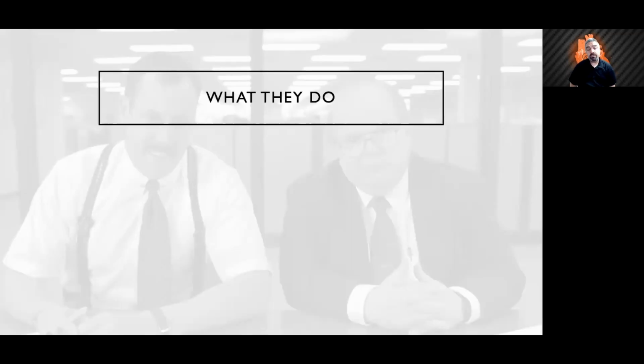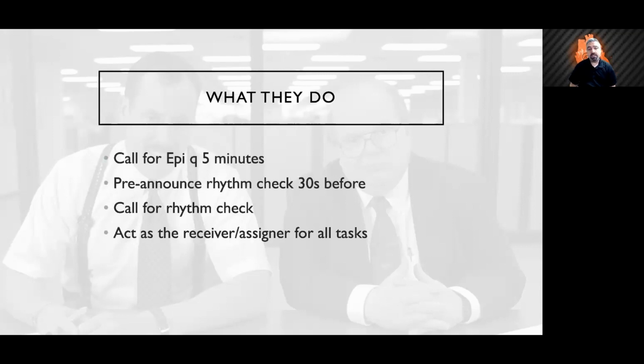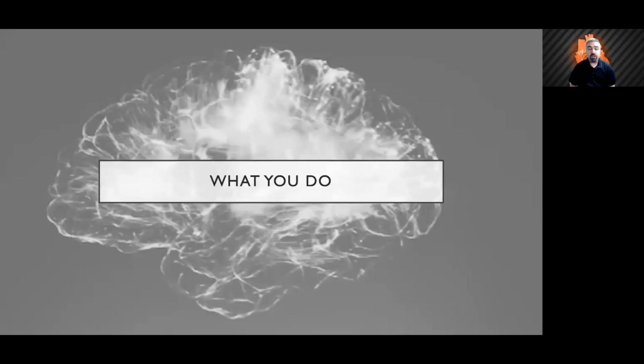So what exactly would you say it is that the nurse code leader does? Well, they're going to call for epi every 5 minutes. They're going to pre-announce a rhythm check 30 seconds before it happens. They're going to call for the rhythm check, and they're going to act as a single point of contact for you as the team leader to receive and assign all tasks. So then what do you do? Well, you're freed up to use your brain.